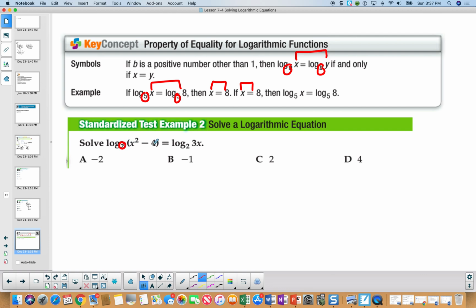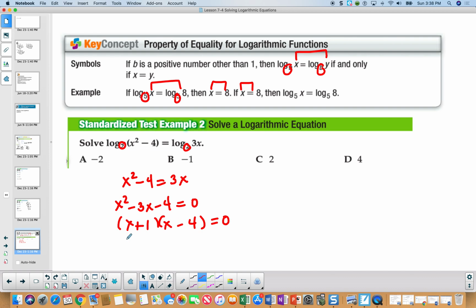I can see they have the same base, therefore I'm going to set the arguments equal to each other. Now this is a quadratic expression, so I'm going to move everything to one side. And now I'm going to factor. I'm going to use 4 and 1, and minus and then plus. So x plus 1 is equal to 0, x minus 4 is equal to 0. So x is equal to -1, x is equal to 4.